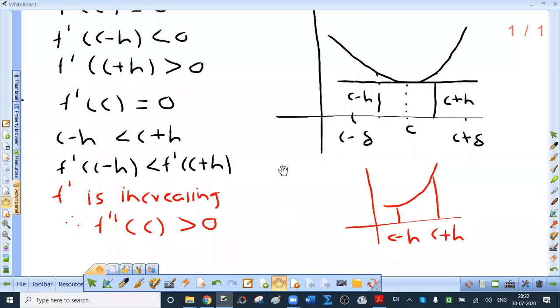Now we use the same procedure for the other roots of the equation f dash of x equal to 0, because we have assumed that c is one of the roots of that equation. Okay, I hope you understood the concept of a local maximum and local minimum.